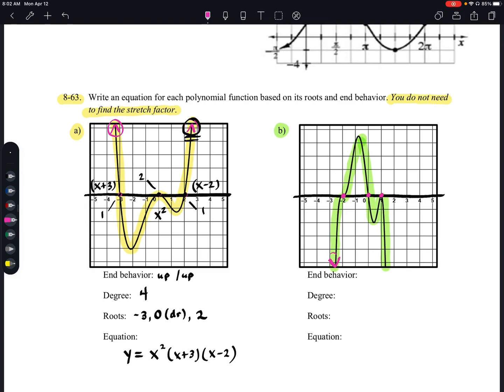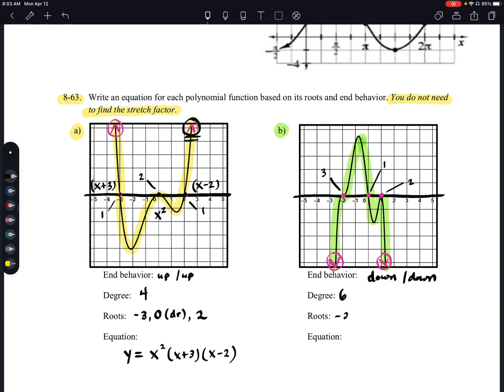Okay, our end behaviors, we've got down, down. So we know that we're going to have a negative orientation because of the down on the right side. We know it's got to be even since they're the same. So let's look here. This is a triple root, so there's 3 there. We know that this is a single root, so it only counts as 1. And since it bounces here, we've got 2. So 1 plus 2 plus 3 is 6. So we know the degree is 6.